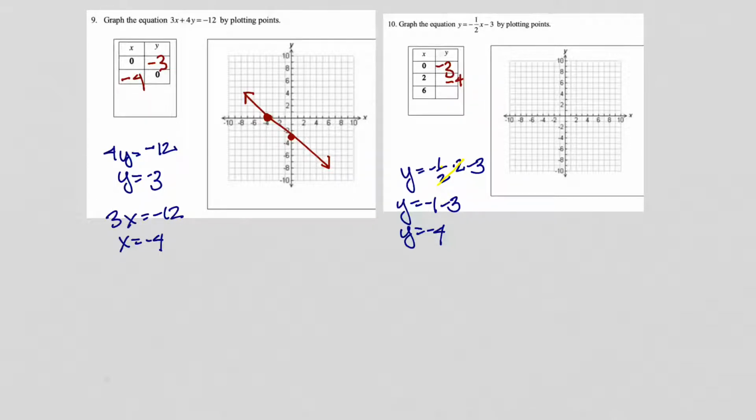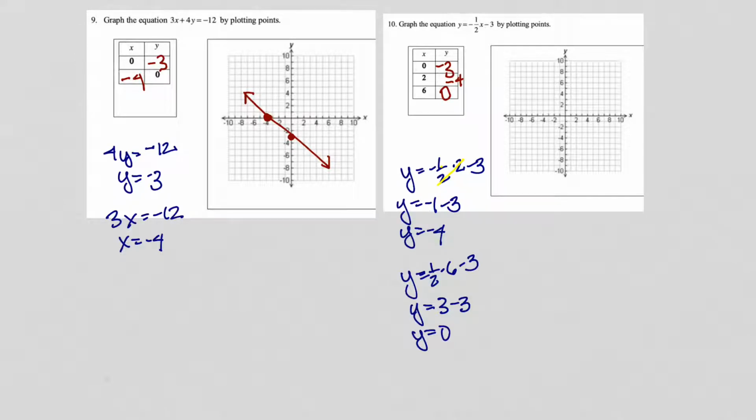And now one other point. Let's try another point here. Let's use 6 for x. So if I use 6 for x, put that 6 in there, it's going to look like this. Y equals 1/2 of 6 minus 3. A couple ways I can do it. What's half of 6? It's 3. Or 2 into 6 is 3. 3 times 1, no matter how I do it, I'm going to get 3 minus 3, so y is 0. So we'll put that 0 here.